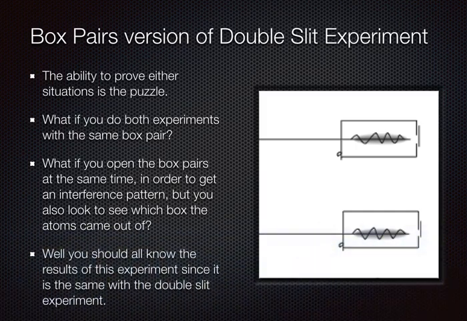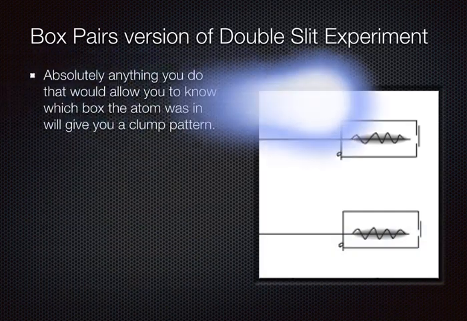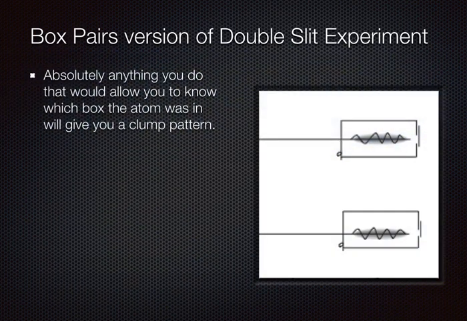Well, you should all know the results of the experiment since it's the same as the double slit experiment. Absolutely anything you do that would allow you to know which box the atom was in will give you a clump pattern. When I say clump, in these boxes they go in clumps, not lines, because they're not slits.